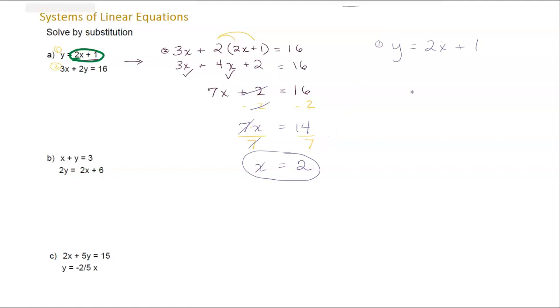Now we can easily find the variable y. So I'm going to plug in what I got for x, which is 2, into the other equation. So now we see that y is 4 plus 1, that's 5. So we have our ordered pair (2, 5), x, y.